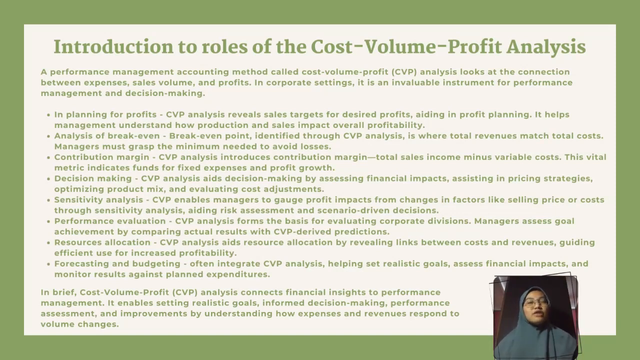For performance evaluation, this analysis forms the basis for evaluating corporate divisions. Managers assess goal achievement by comparing actual results with CVP-derived predictions. Next is resource allocation. CVP analysis aids resource allocation by revealing the link between cost and revenue, guiding efficiency for increased profitability. Lastly, forecasting and budgeting.